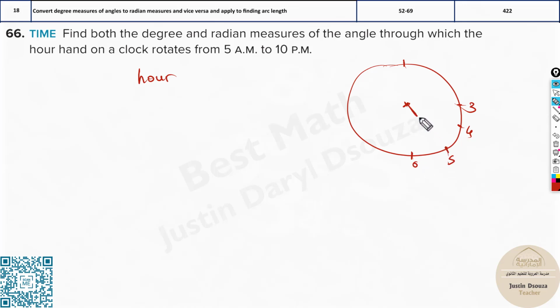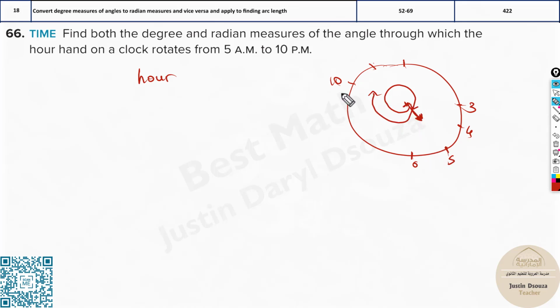So 5 a.m. is in the morning, so it's something like this. Now to go to 10 p.m., it's just not going over here. This would be 10 a.m. now. It has to go once entirely, and then when it comes back, it will be 5 p.m. So from 5 a.m. to 5 p.m., it has to do one complete circle, that is 360 degrees, and then it has to go over here.